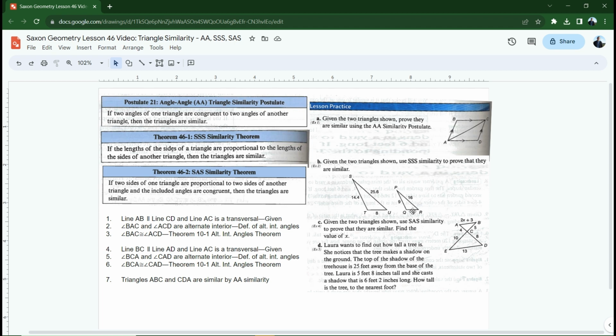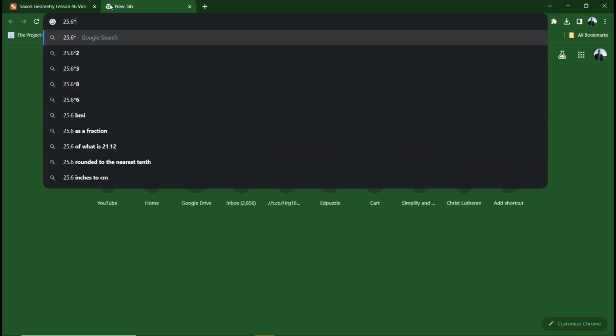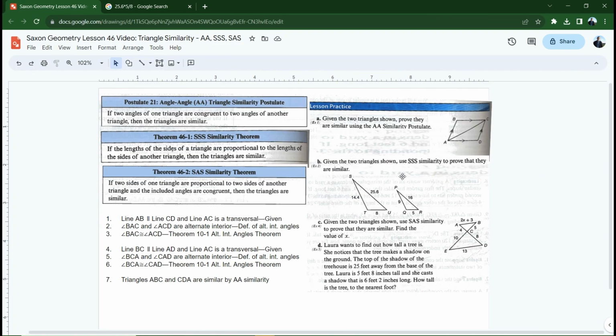So if I say there's 5 to 8, that means every side of this triangle should be 5/8 of the larger triangle. What's 5/8 of 8? 5. Does that make sense? So what's 25.6 times 5/8? All I have to do is do the math. 25.6 times 5/8 gives me 16. 25.6 times 5/8 is 16.